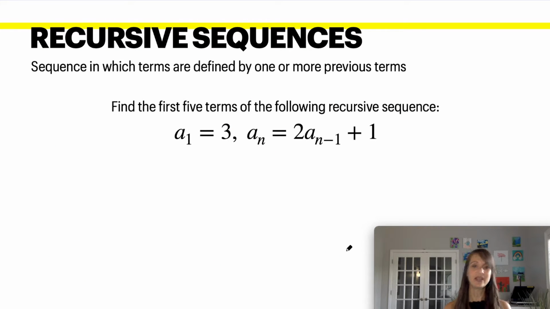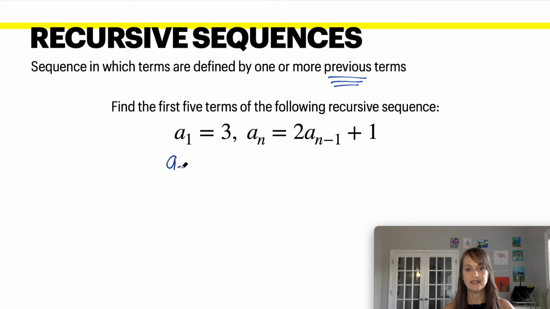Now, there is something called a recursive sequence. It is a sequence in which terms are defined by one or more previous terms. In this case, they want to know the first 5 terms of the sequence. Well, you already know the first term. It's 3. So here's what you're going to do. This is going to seem a little odd, but I'm going to do it algebraically first, and then I'm just going to explain the words.